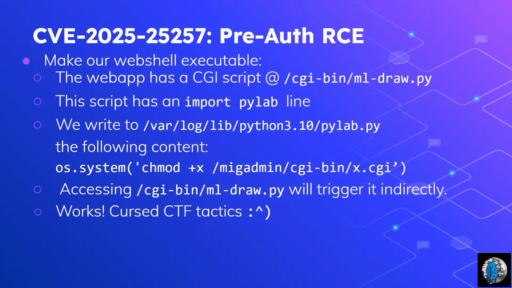I know this is what I was thinking, but you need it to be composed of two parts, because the CGI bin on one hand is accessible to you, the Python directory is not accessible to you. So if you put the Python web shell inside, let's just say you write the web shell inside the pylab, ML draw will reach the import pylab, and your payload is executed.